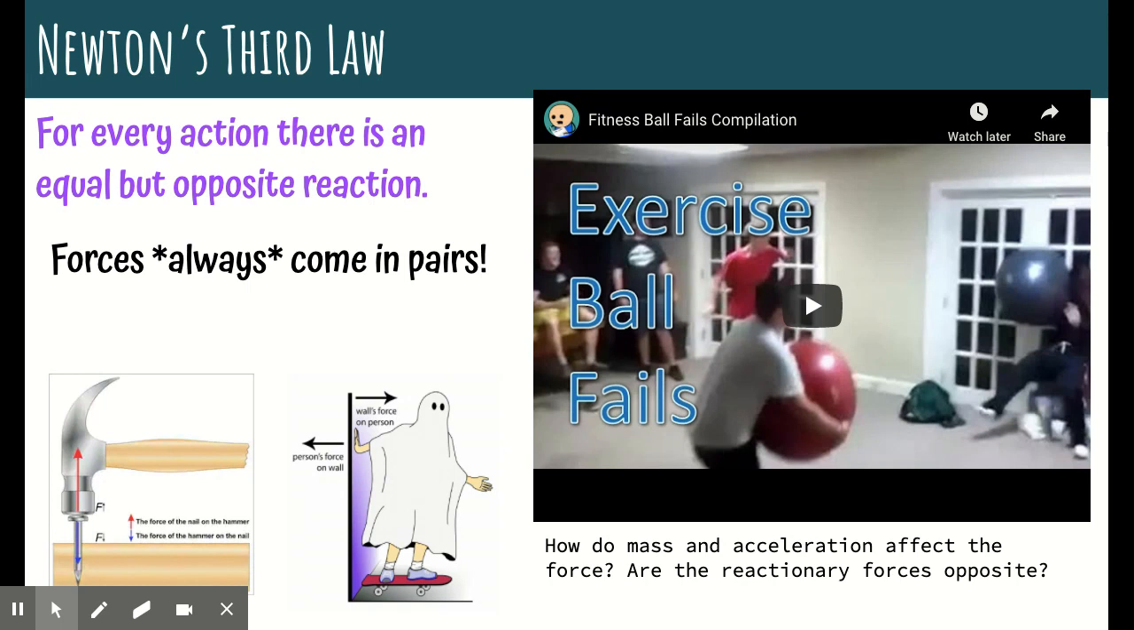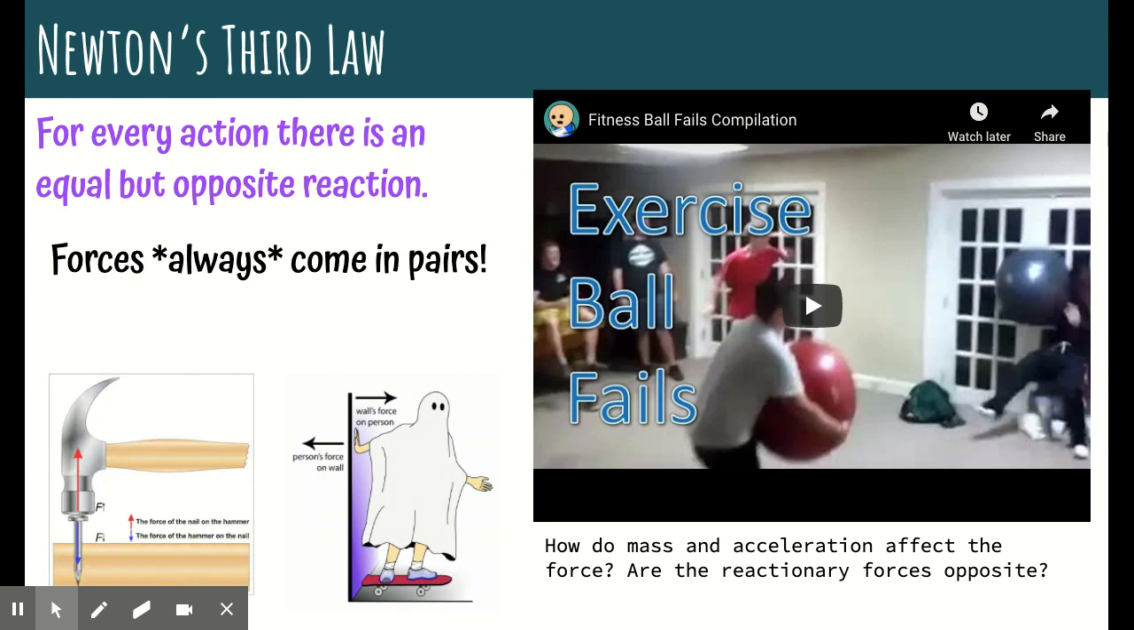Whatever force is being applied via the hammer, an equal but opposite reaction force will be applied from the nail to the hammer. Same idea here with this person on a skateboard pushing off of the wall. You have an action force of the person pushing against the wall, and then the wall gives an equal but opposite reaction. So that's why the person pushes away from the wall.